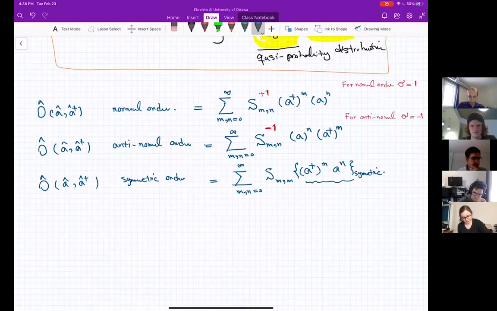And for symmetric order, sigma is said to be 0. So I will label it with 0.